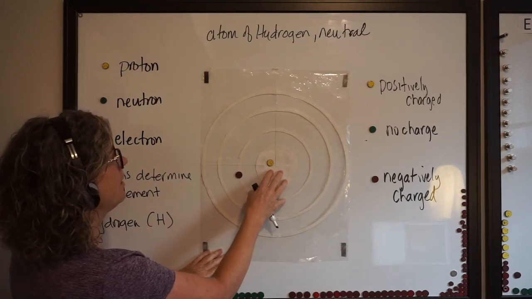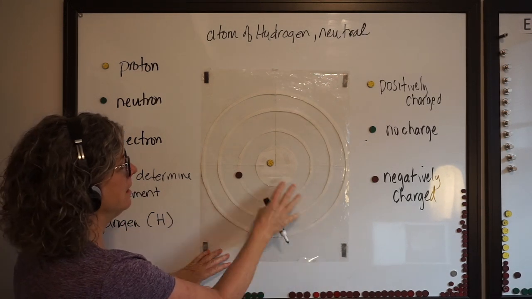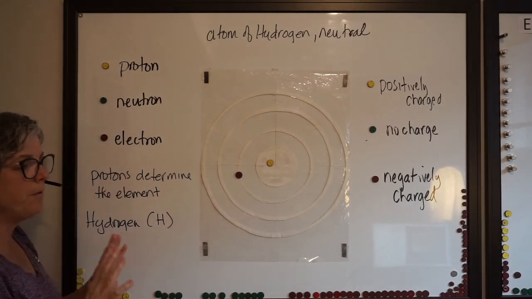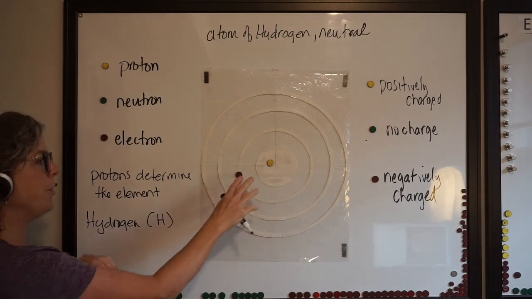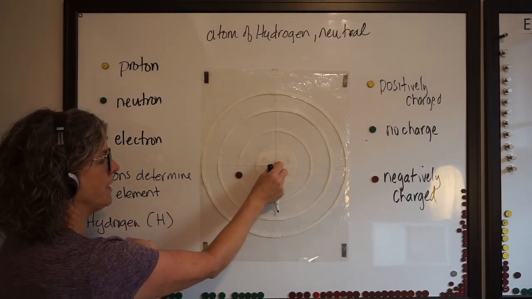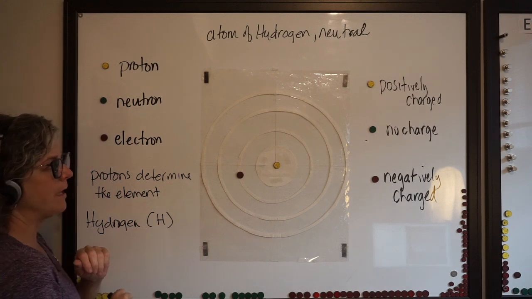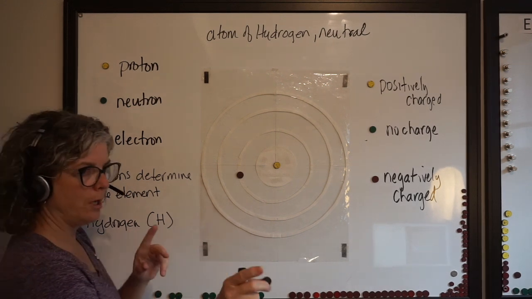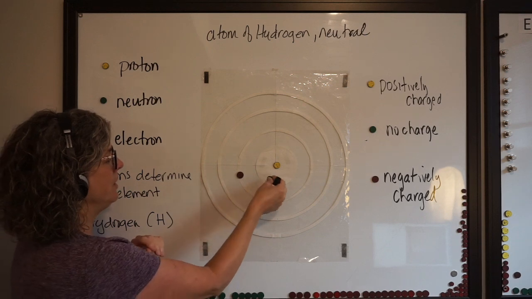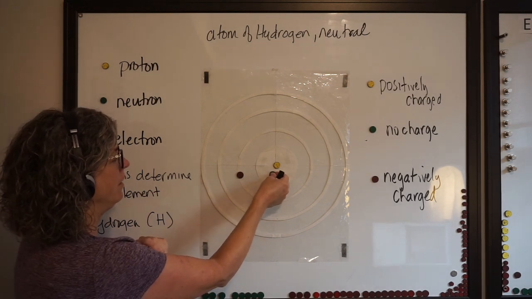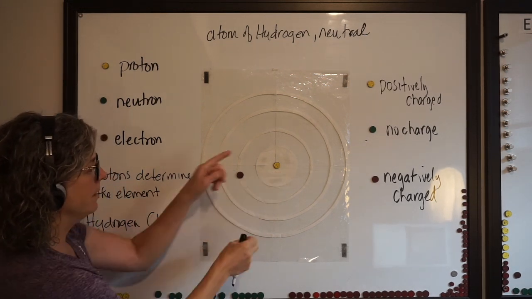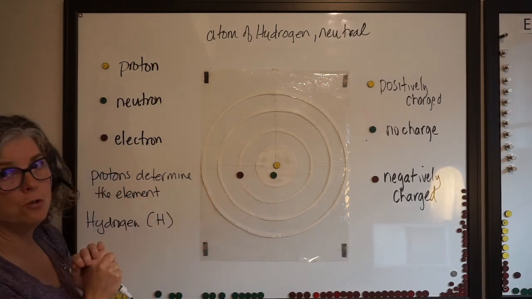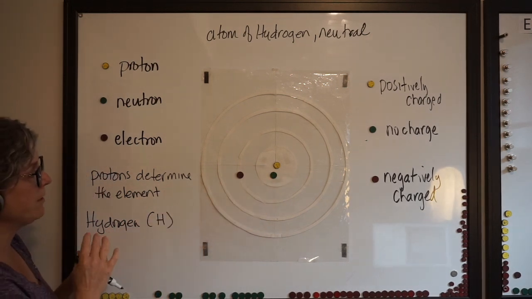Okay, does the hydrogen have any neutrons? Well, some of them do, but the most common one just has one proton and one electron. Again, we're going into this in a little more detail. There are hydrogen atoms that also have a neutron, and that's when we talk about isotopes.